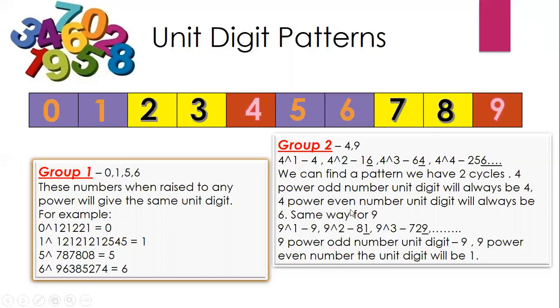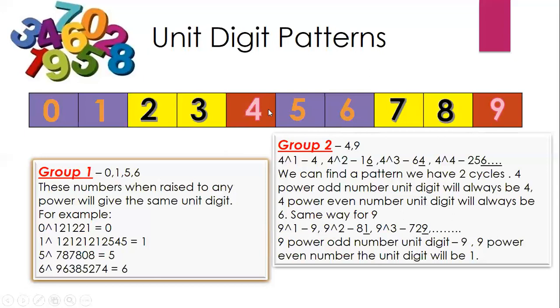In the same way, we can see for 9. 9 power 1 is 9. 9 square is 81, which means unit digit is 1. 9 cube is 729, which means the unit digit is 9. Same way, 9 power 4 will have 1. So 9 power an odd number will always have unit digit 9, and 9 power an even number will always have unit digit 1. Now we are done with 0, 1, 5, 6 and 4 and 9.